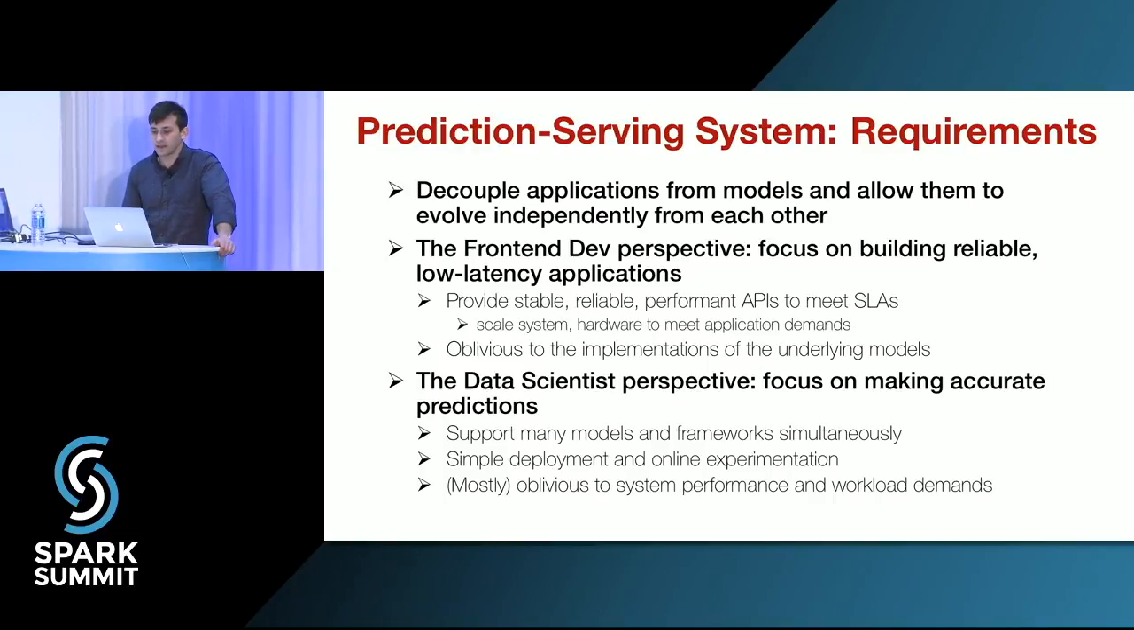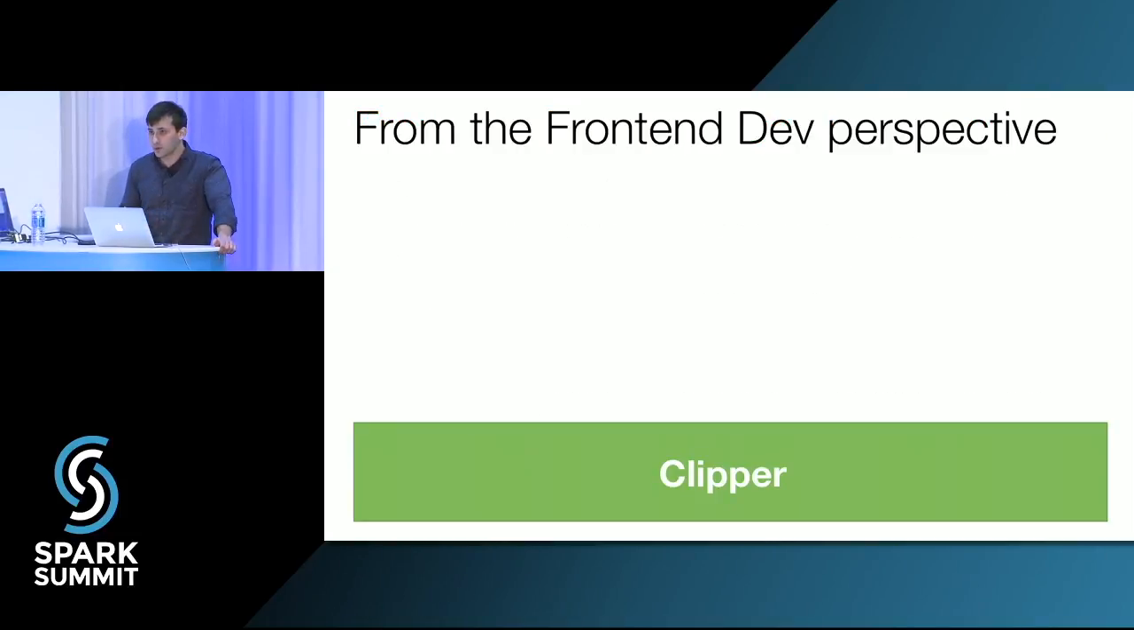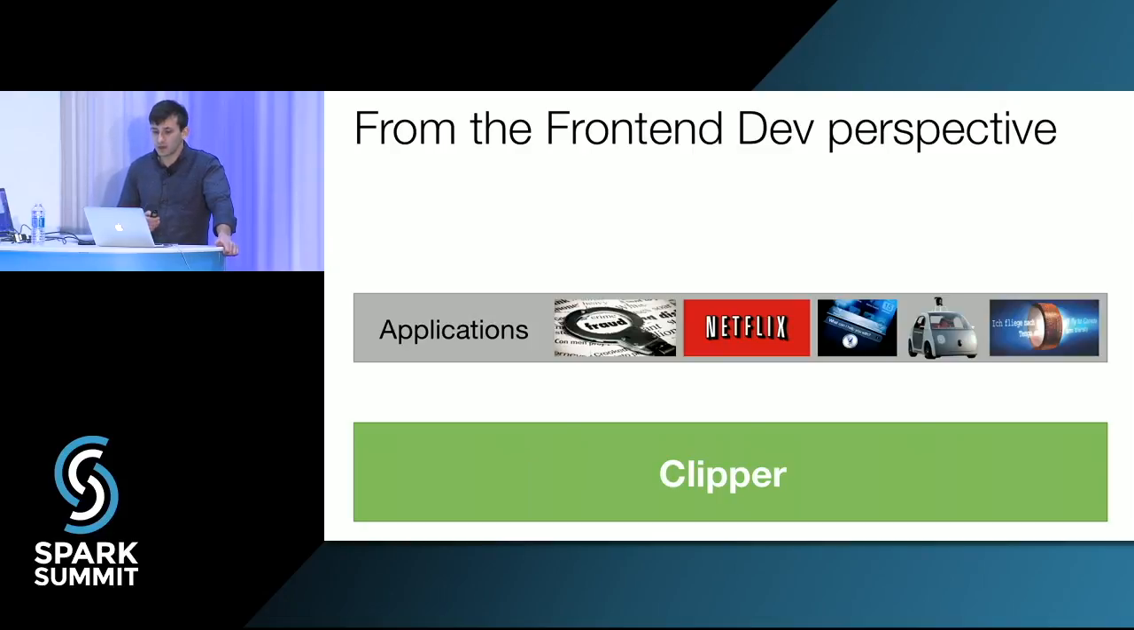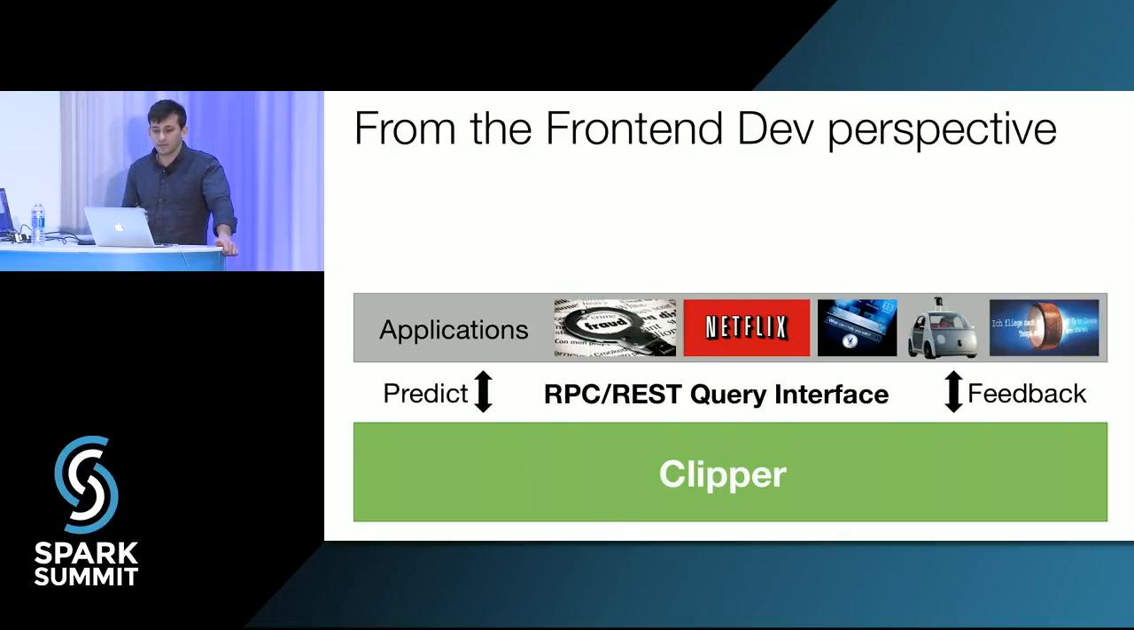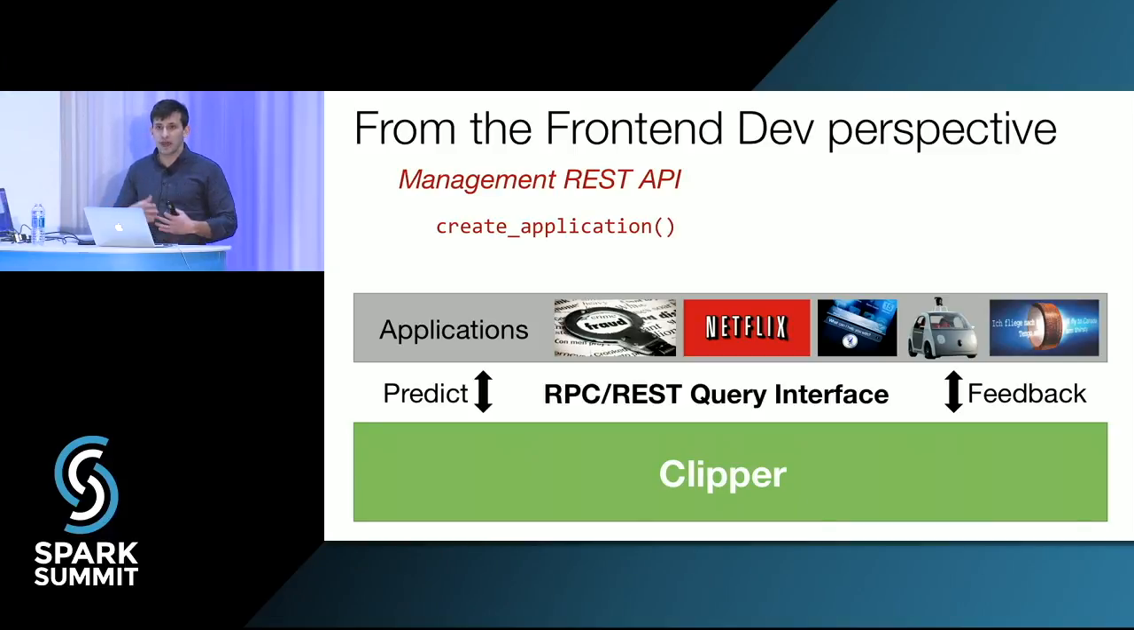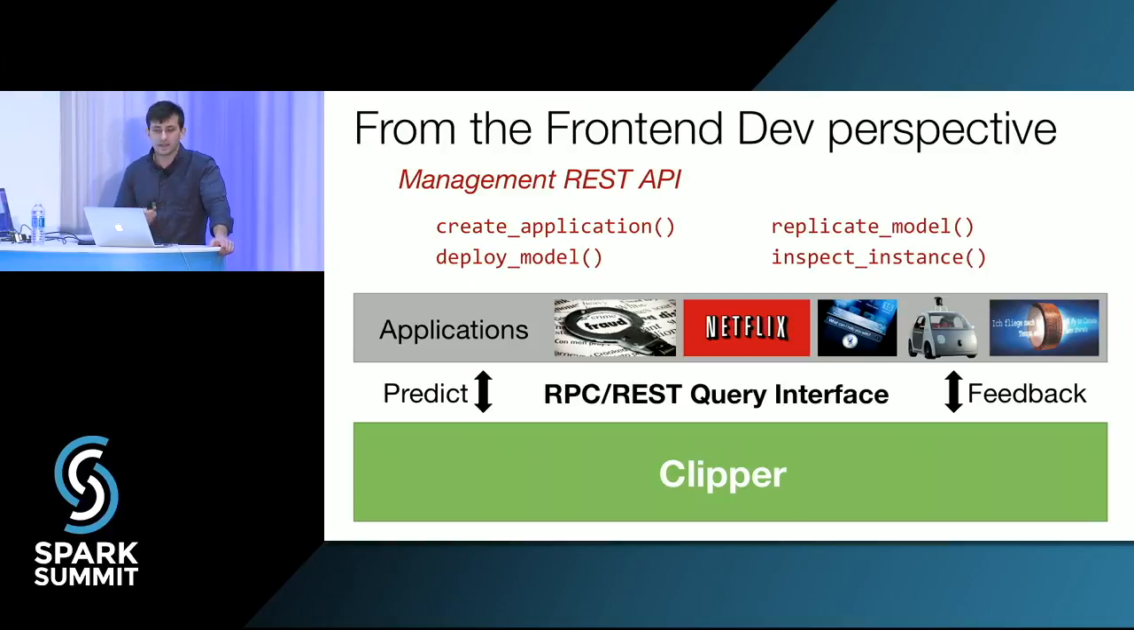So what does this look like in Clipper? Well, Clipper, if you're a front-end developer, looks like another microservice. We expose a very simple REST API. You can request predictions, and you can provide feedback. And then there's a management API as well, so that you can do things like create new applications and have Clipper running in a multi-tenancy environment, deploy new models, replicate models to increase your throughput, inspect the instance, look at different system performance metrics, and so on and so on.